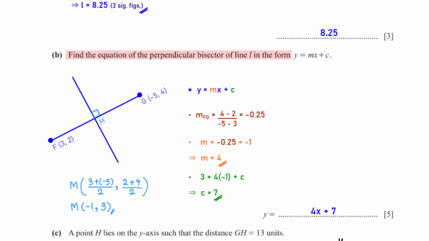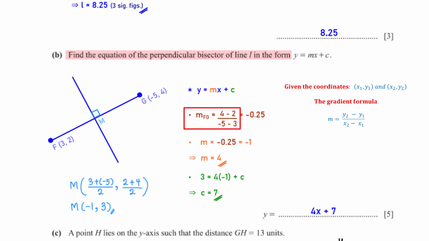Find the equation of the perpendicular bisector of line L in the form y equals mx plus c. All we need to do is find the values of m and c for the perpendicular line and plug in these values into y equals mx plus c. Before we get the gradient of the perpendicular line, we need to get the gradient of line FG. To get this, we apply the gradient formula.